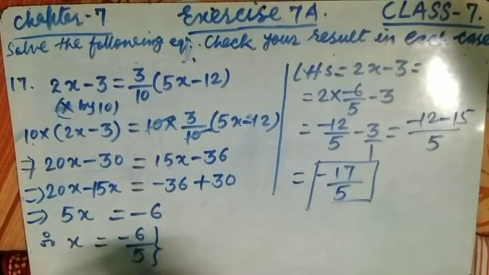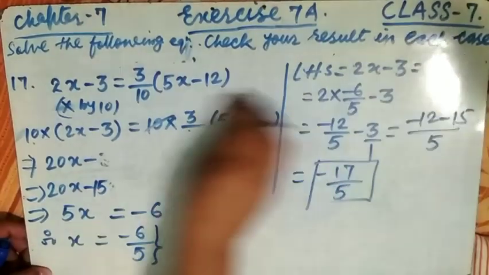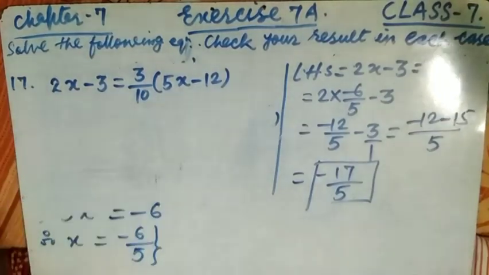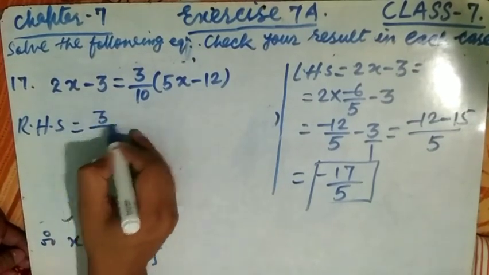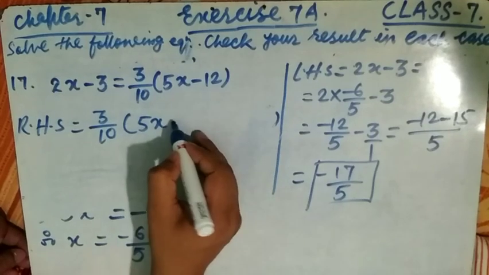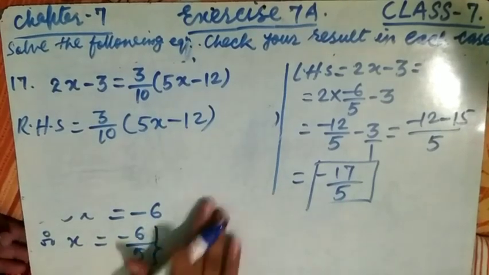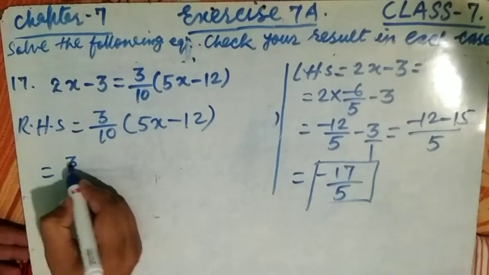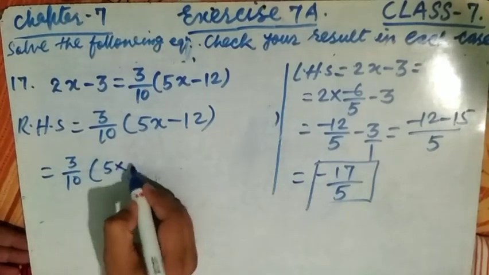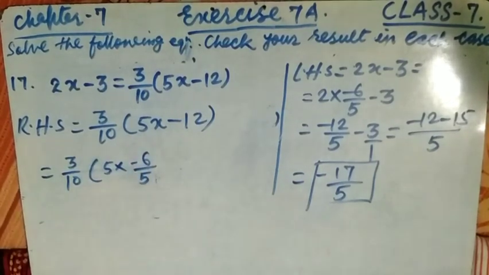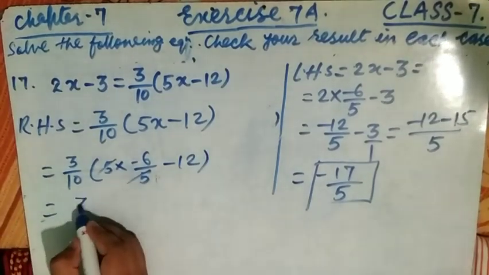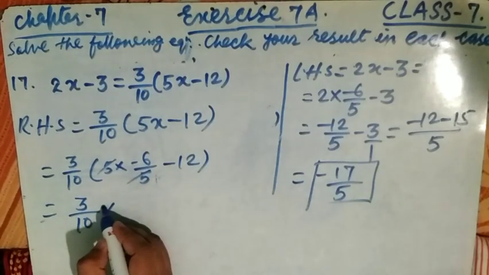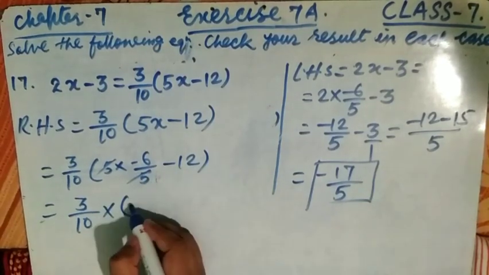This is your LHS. Now to find the RHS. Have a look at the RHS. The RHS is 3 by 10 multiplied by 5x minus 12. Now put the value of x as minus 6 by 5. Here is 5 times minus 6 by 5, and here is the minus 12. This 5 will get cancelled, so 5 times minus 6 by 5 is minus 6, and minus 6 minus 12 is minus 18.